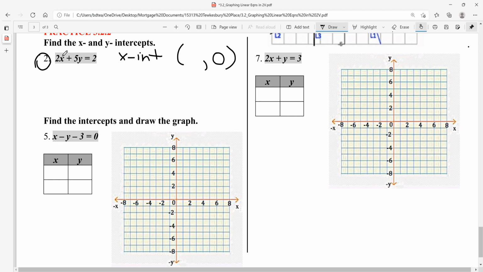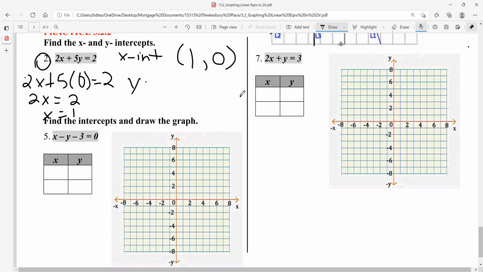So if we take this equation and let y equal 0, we have 2x plus 5 times 0 equals 2. So that means that 2x equals 2, because that's 0, and then x equals 1. So the x-intercept is (1, 0).